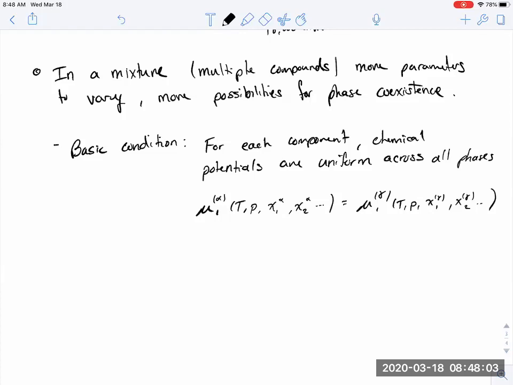It's not that the chemical potential of compound 1 has to be equal to the chemical potential of compound 2, say in one phase, but rather that for each component, the chemical potentials have to be equivalent across all the phases. Now, those chemical potentials are complicated functions of the compositions, but they are what determines whether the mass will flow between the phases.